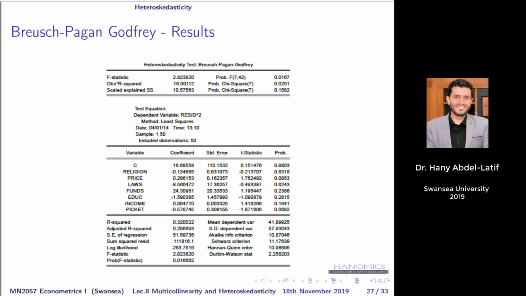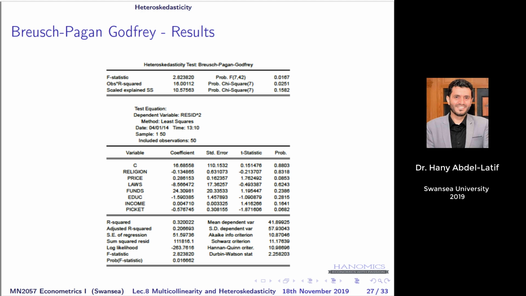Okay. In our case, we didn't need to go to the F table, because we actually have the p-value which we can use to make a decision. So in our case here, the p-value is very small. It's actually 0.016, which means it's smaller than 5%. That means we reject the null hypothesis. And again, the conclusion is heteroskedasticity.